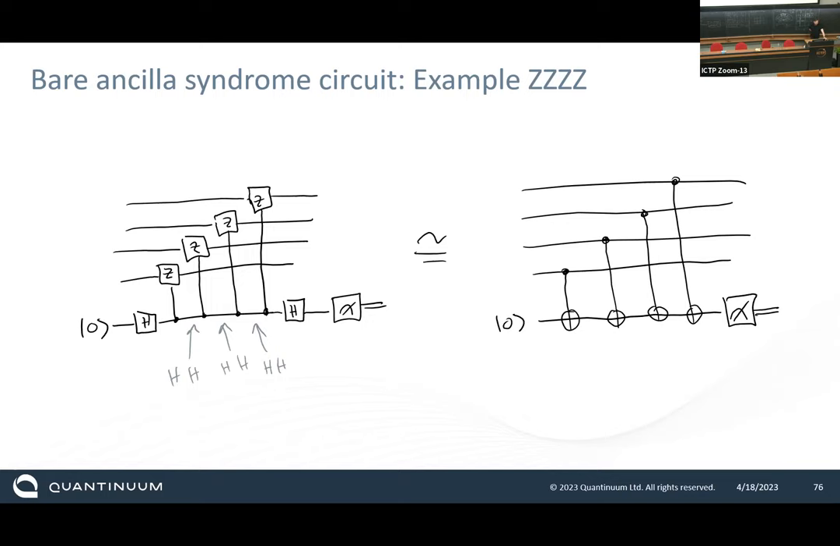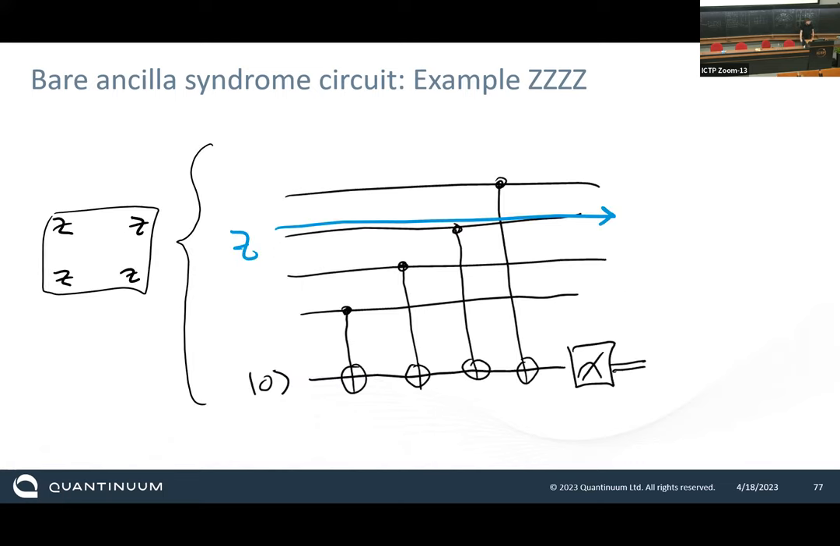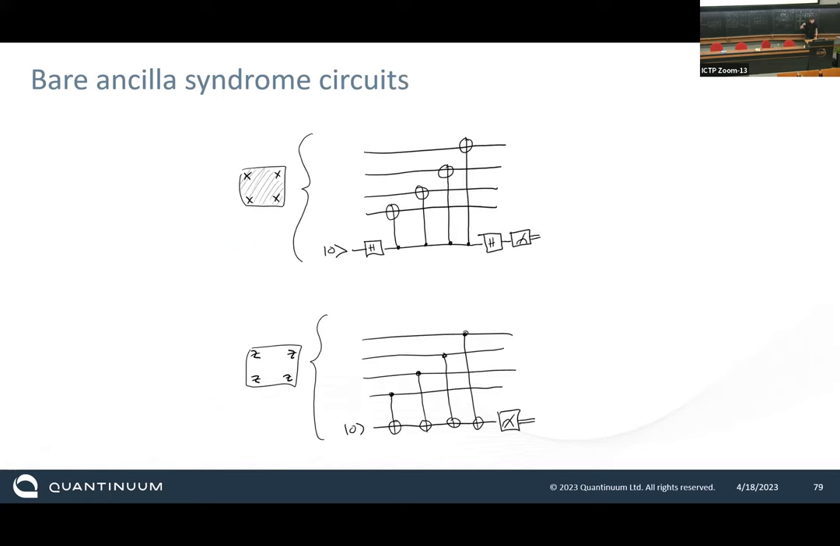But people tend to put in these identities, Hadamard-type identities, a Hadamard between each one of these gates in order to convert it into a bunch of CNOTs that point down. So if the CNOTs point down towards the ancilla, it's a Z check. If the CNOTs point up, it's an X check. And then same sort of thing. We've already seen this effectively. So yeah, these are the typical circuits that we use.